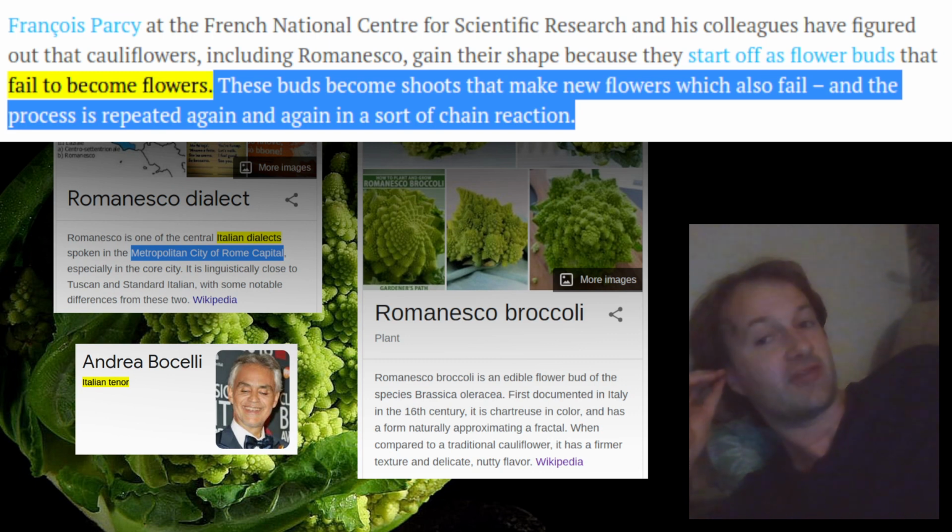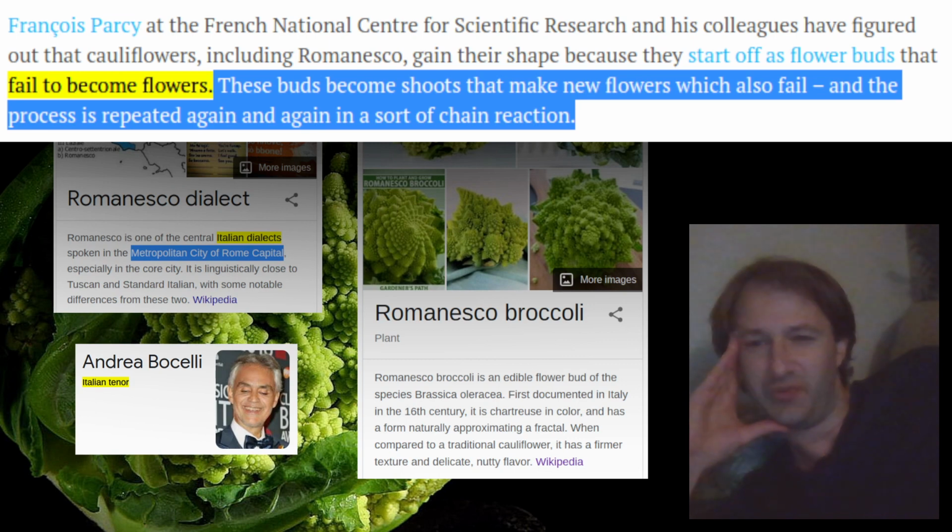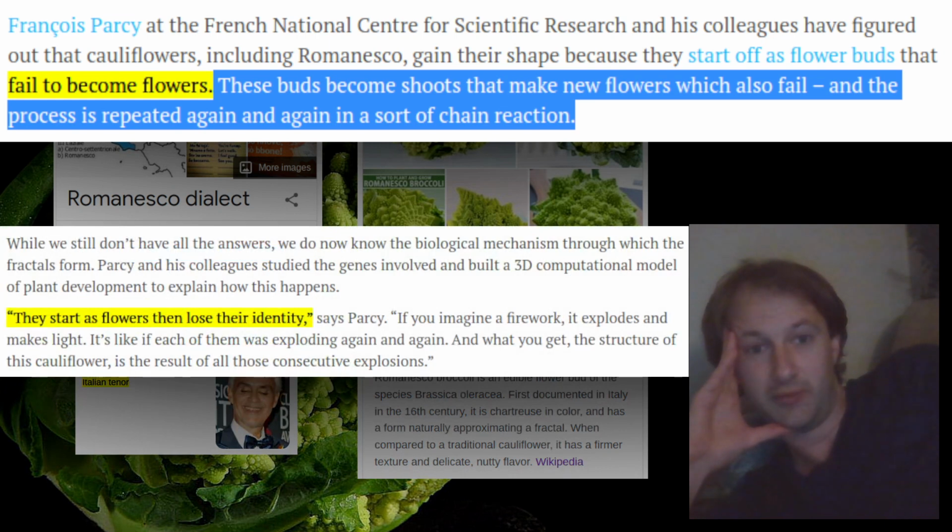And this is also here. Right? The organism itself is just growing and growing and growing, and it's becoming a fractal. Instead of having a flower and the flower is dying or becoming a fruit, it will continue to grow. Okay.